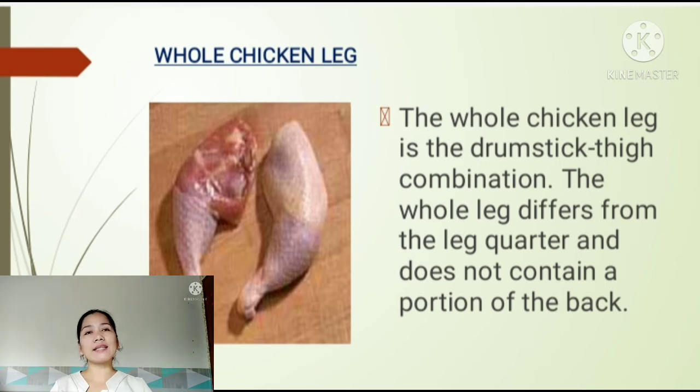The whole chicken leg differs from the leg quarter and does not contain a portion of the back. Kasi pag tinawag natin leg quarter, hinati mo lang yung manok sa apat, yung leg quarter kasama yung likod, yung tawag natin gulugod. Pero pag whole chicken leg, kasama lang ang leg, combination of drumstick and thigh. So siya ay pure na hita. Hita ha? Hindi nakasama yung ating back portion. Kasi pag nilagay na yung back portion, ang tawag natin doon ay leg quarter.